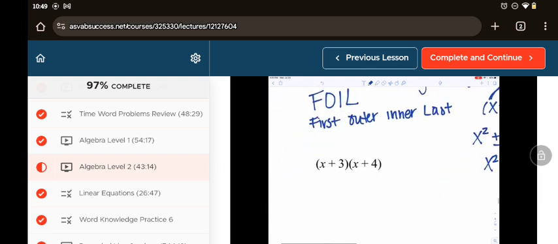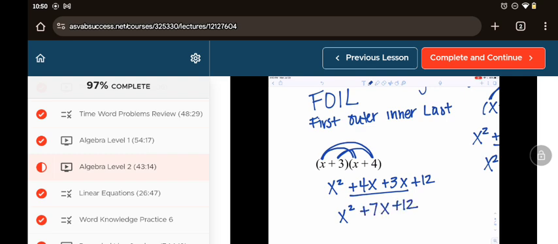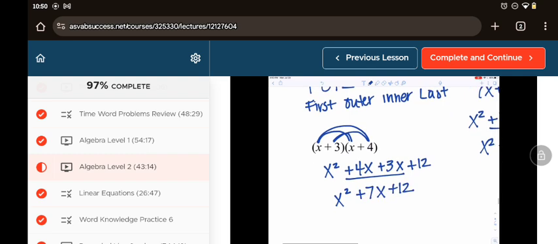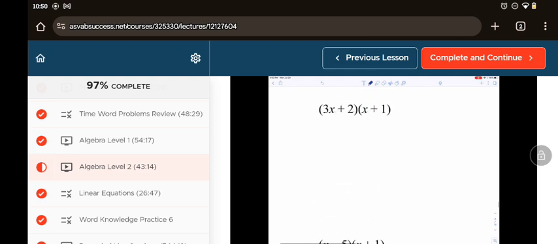So now that we've done that, let's look at this example over here. x plus 3 times x plus 4. So we do the first, x times x, x squared. We do the outer, x times positive 4, positive 4x. We do inner, positive 3 times x, positive 3x. And we do last, positive 3 times positive 4 is positive 12. We combine like terms, so we add up these two, we get x squared plus 7x plus 12. And there we go.